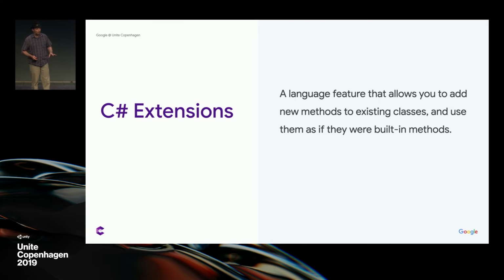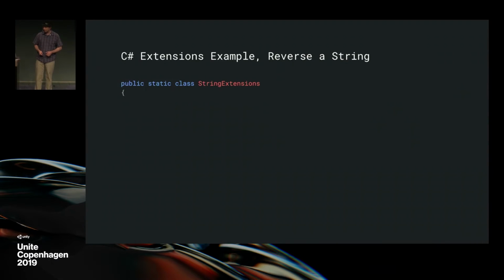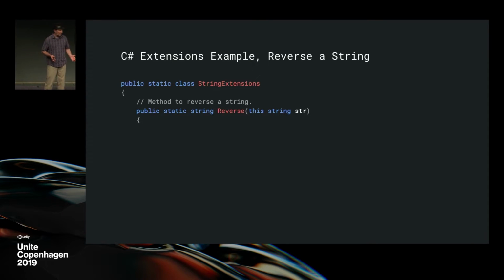Now, most of you are developers, and you probably want to see this quickly in code. So let's do a quick example. What we're going to do here is we're going to extend the existing string class. To do that, you create a public static class. In this case, I'm going to call it StringExtensions to keep it organized. Then, define the function that you'd like to add to this class.